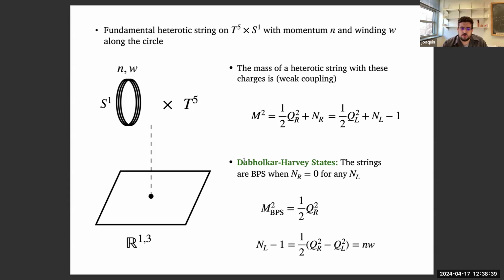A specific class of these states that we will focus on are the double Carl-Harvey states, where the strings are BPS. This happens when the excitation level of the right movers, which is the supersymmetric sector, is 0, and the left mover excitation number can be anything in principle, but it's bounded by level matching to be related to the momentum and winding in this way. These supersymmetric states have a specific mass given by this formula. It's the right moving momentum squared. I'm calling it Q because I'm going to interpret it from the 4-dimensional point of view. So these are BPS particles where the mass is fixed in terms of their charge.